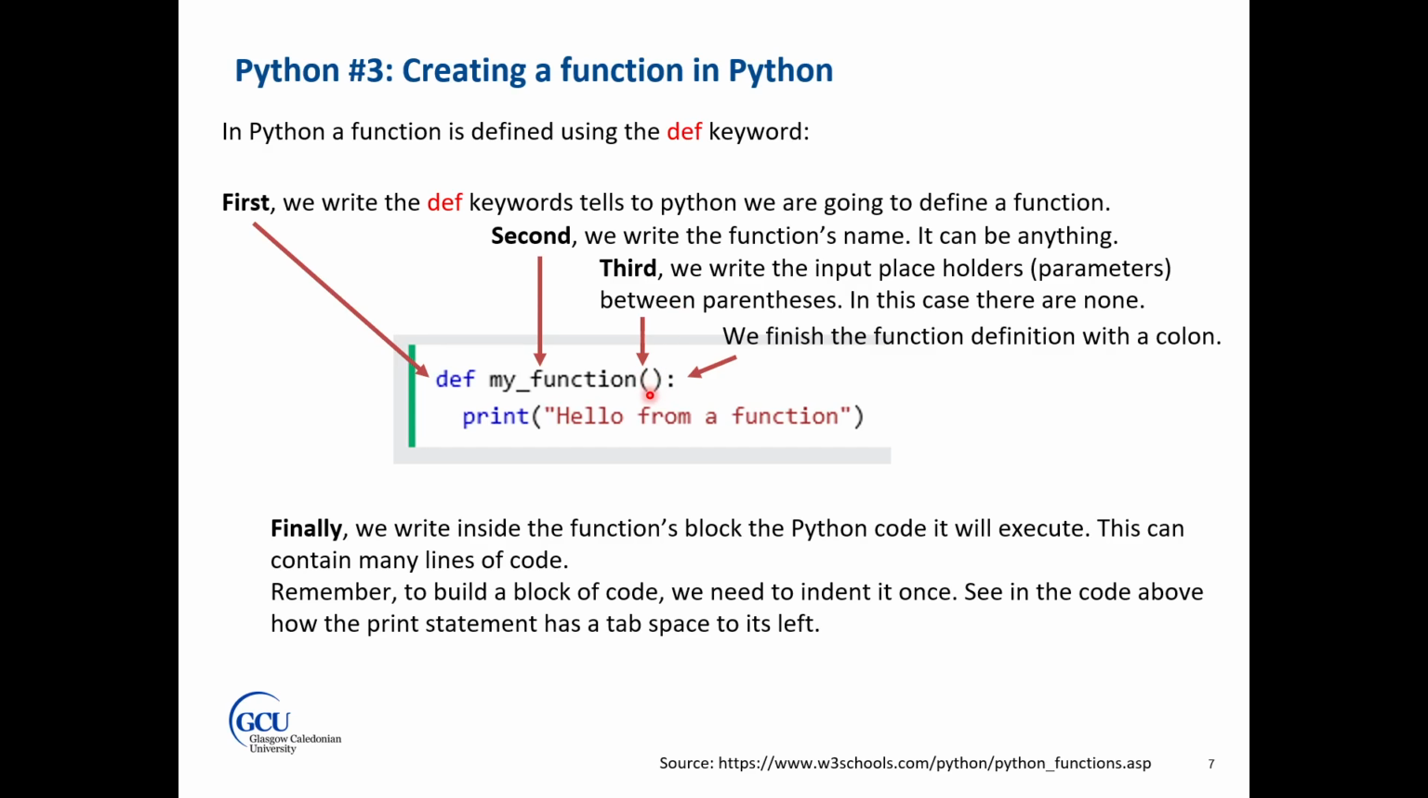So if there are none, we need to put the parentheses opening and closing. If there were several of them, we need to put, as we will see later on, the different names of the different parameters separated by commas. And then we finish this line with a colon. So these are the four minimal things that you need in order to make a function in Python: def, followed by the name, followed by parentheses, and followed by the colon. If you miss one of these, Python probably is going to complain and throw some error.